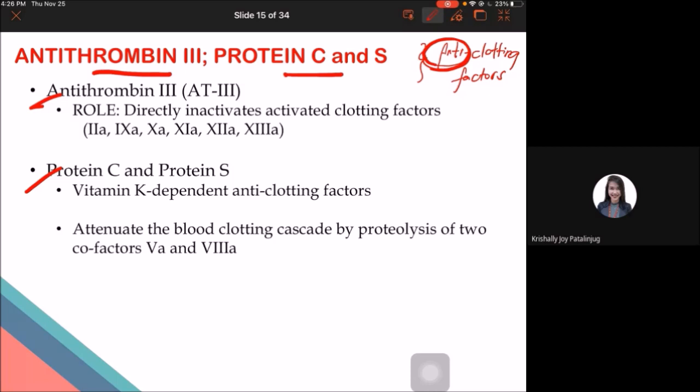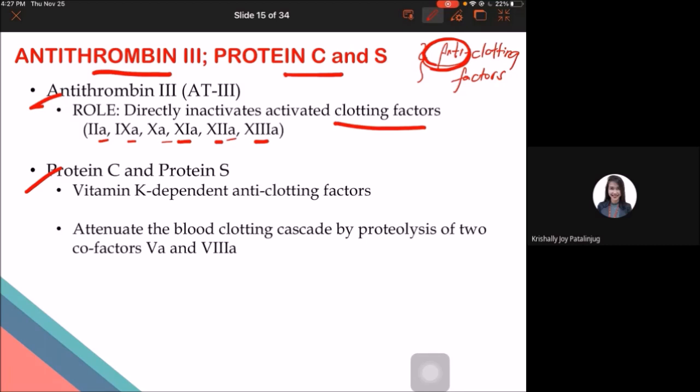Now, ano yung role ng antithrombin 3? Antithrombin 3 is to directly inactivate the different activated clotting factors. Okay? Particularly, the 2A, 9A, 10A, 11A, 12A, 13A. Yan, yung directly gina-inactivate niya. Di ba kapag may letter A, activated yan? So, ang ginagawa ni antithrombin 3, directly gina-inactivate na niya yung mga clotting factors.